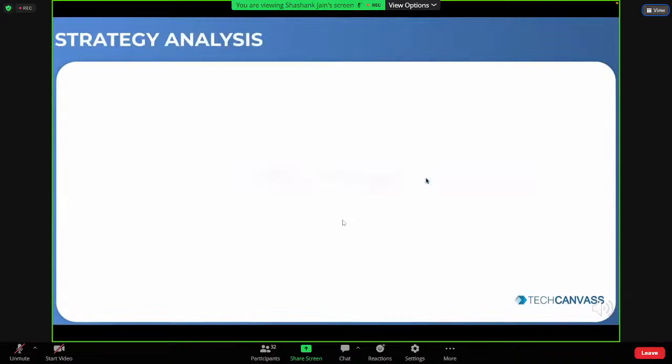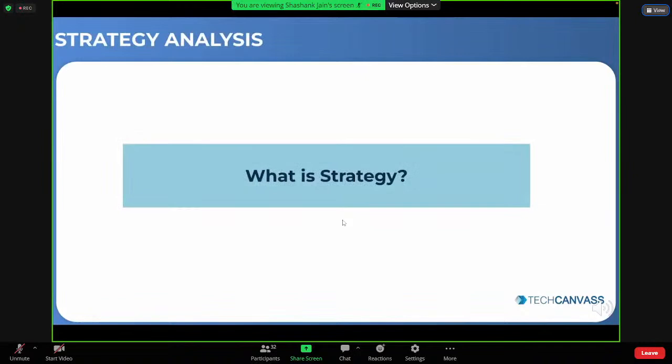So let's first understand what a strategy is, why it is important, and as a business analyst, where do you fit in? And what's your role when it comes to strategy analysis? Think of any program or initiative you are working on. You will find that usually this is the first step for any program.